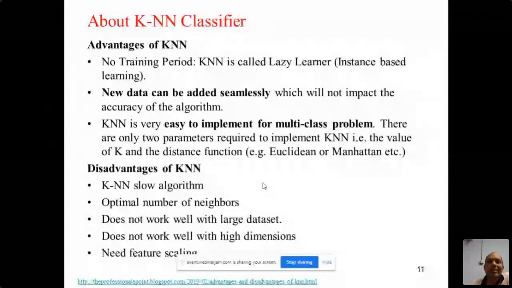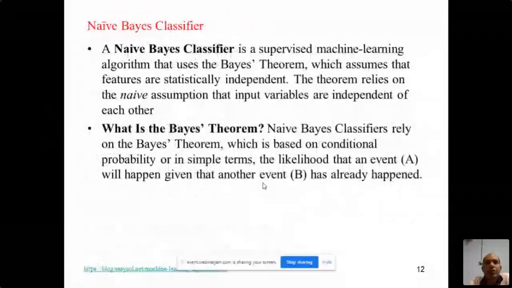Now let us discuss the second classifier, the naive-Bayes classifier. The naive-Bayes classifier is again a supervised machine learning algorithm that uses the Bayes theorem. I think you are aware of this Bayes theorem. It assumes that the features are statistically independent, and relies on the naive assumption that input variables are independent of each other.